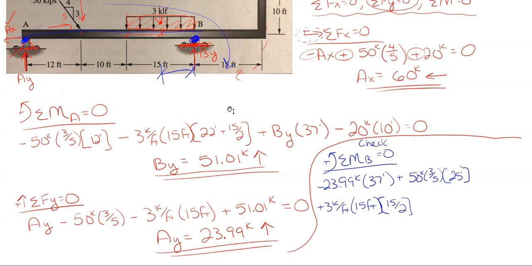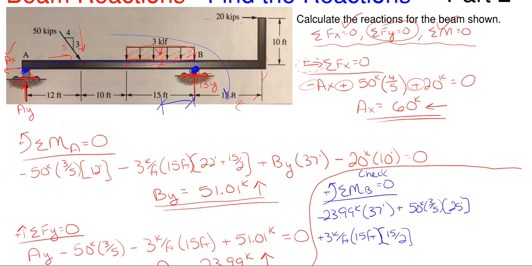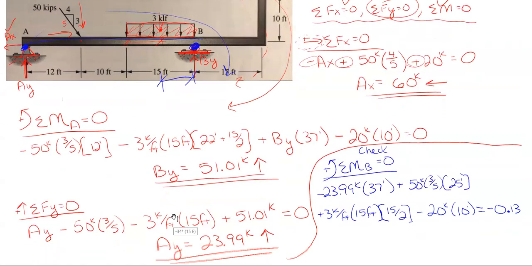And then lastly, if I scroll up just a little bit here, don't forget about that pesky 20 there at the top. It is still rotating clockwise about point B. So it will be negative 20 times 10 feet. And of course, we do not include b sub y because b sub y goes right through point B. So does this equal 0? Well, it's pretty darn close. It equals negative 0.13.